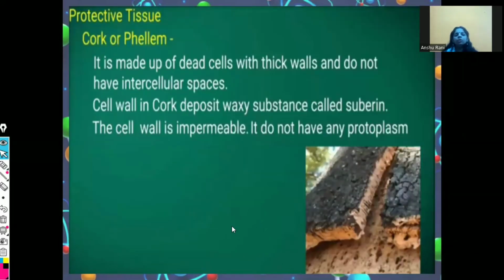Then you have cork. Cork is made up of dead cells with thick walls and no intercellular spaces. The cell wall in the cork deposits a waxy substance called suberin. The cell wall is impermeable. It doesn't have any protoplasm. It will not allow anything to go inside or come outside through it.